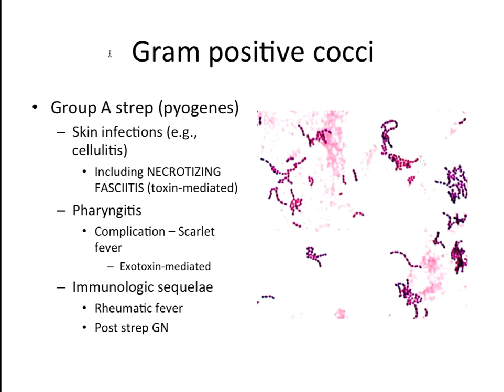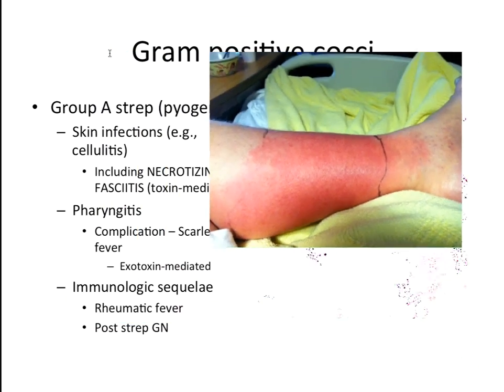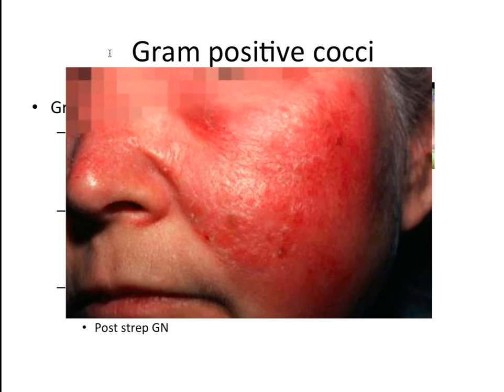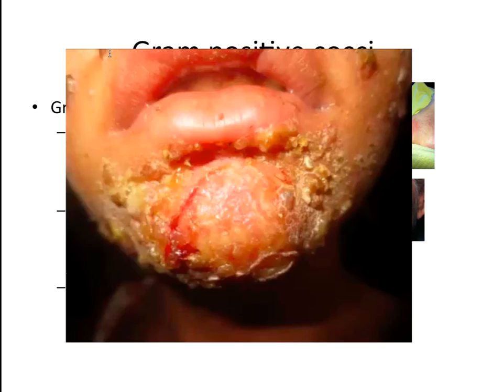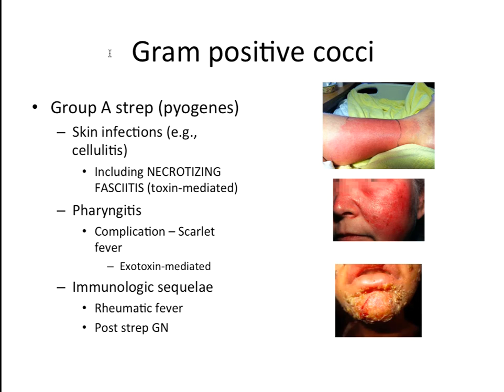This is a common cause of skin infections like cellulitis, erysipelas, and impetigo, some of which actually don't even require antibiotics. Thinking about strep throat, or strep pharyngitis, this is another common group A strep infection. Scarlet fever is a variation of this we see in the pediatric population. It is a toxin-mediated syndrome that sometimes goes with strep throat.